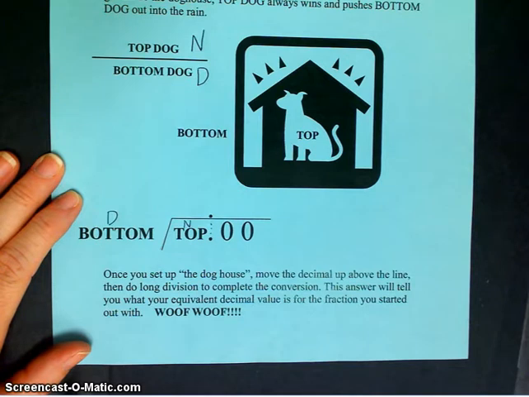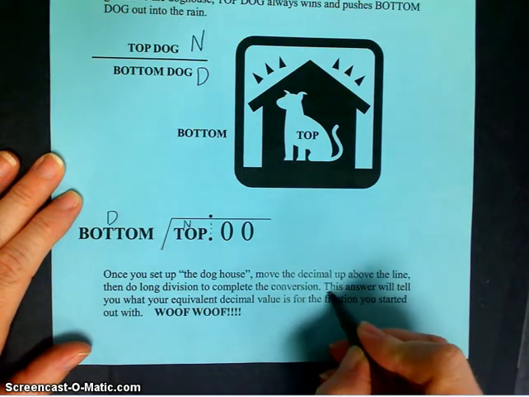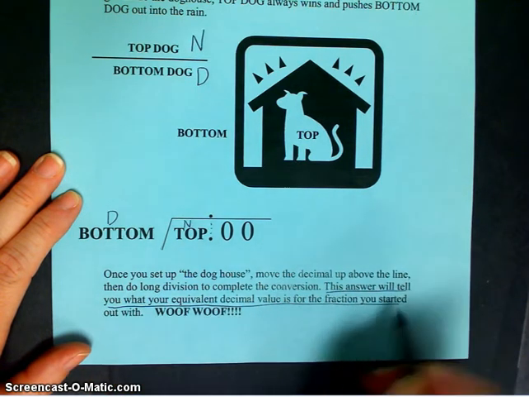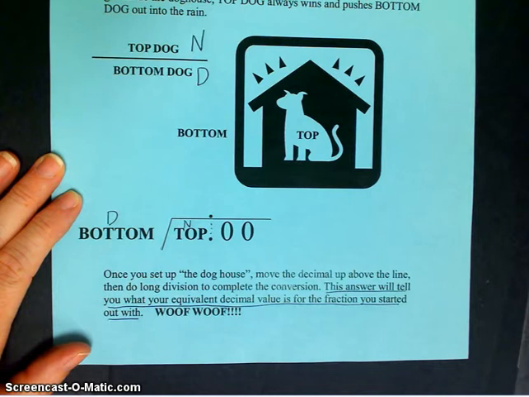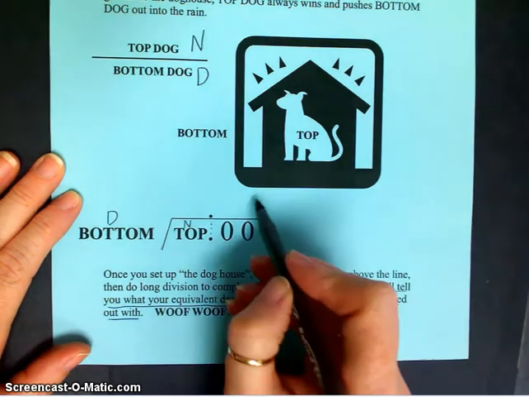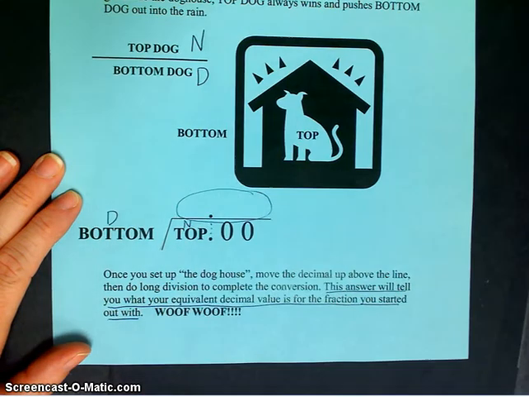Once you set up the doghouse, move the decimal up above the line, then do long division to complete the conversion. This answer will tell you, this is important, what your equivalent decimal value is for the fraction you started out with. Okay, that's the pivotal part. Once you do the long division, whatever you get as your quotient up top tells you that is what is equal in decimal form to the fraction in which you began. Okay, so let's look at a couple different examples.